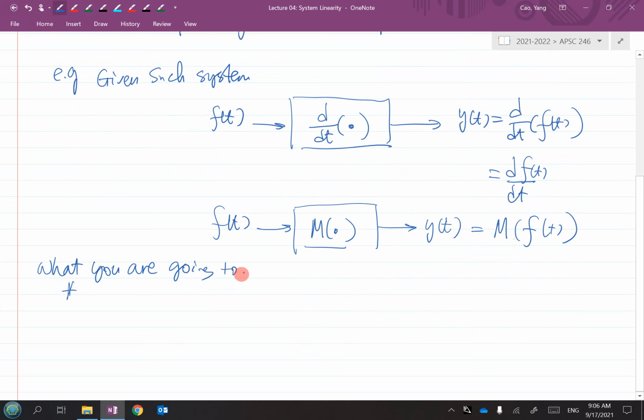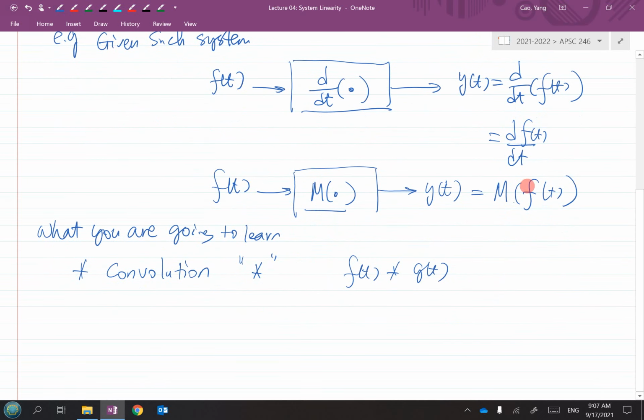So for example, very soon you're going to learn an operator called convolution. We use a star to represent this operator. Basically, we'll see what is convolved with what. That's an operator. And you're also going to learn another type of operator called the Laplace transform.